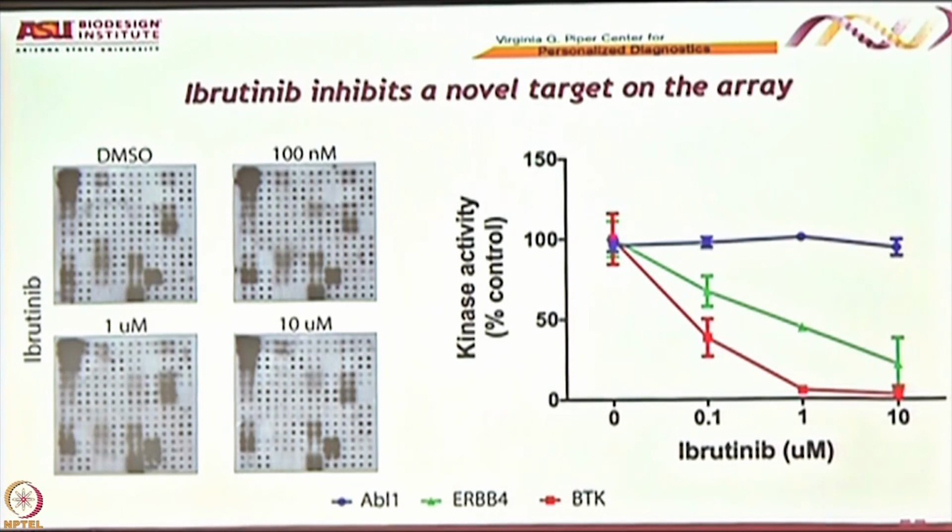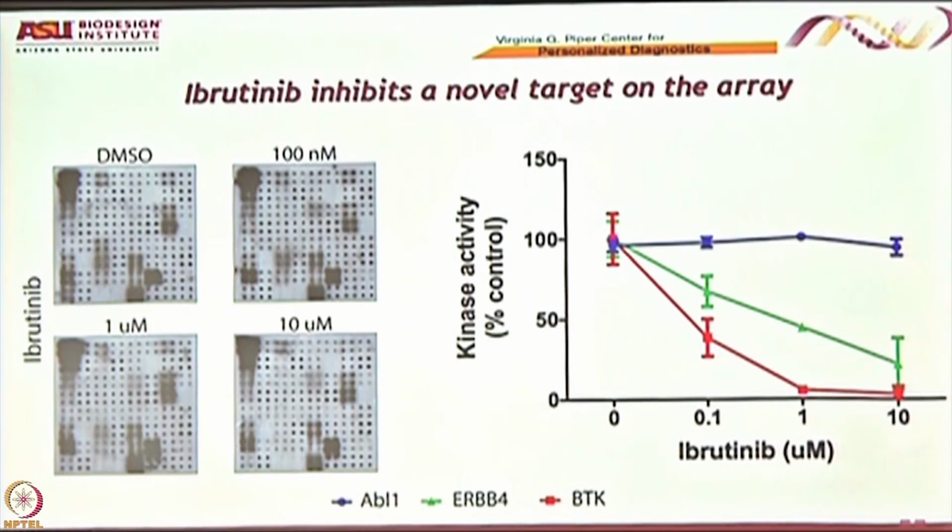BTK is an important enzyme, a kinase, in the B cell pathway, and it plays a role in a lot of B-cell cancers. So mantle cell lymphoma, for example, relies on BTK. And Ibrutinib has turned out to be a very useful drug in treating those patients. It inhibits the BTK, it essentially stops the growth of that tumor, and it's well tolerated by patients, not a lot of side effects. So we asked, does Ibrutinib inhibit anything else?